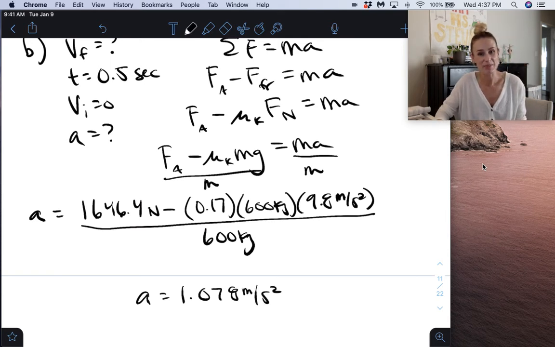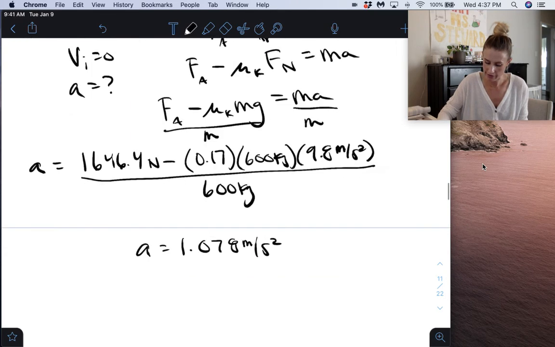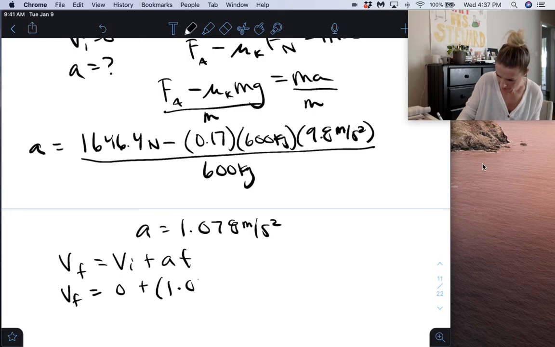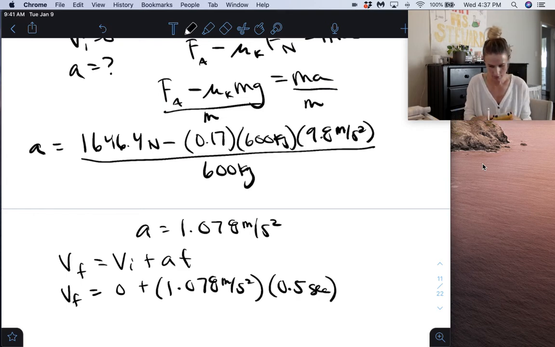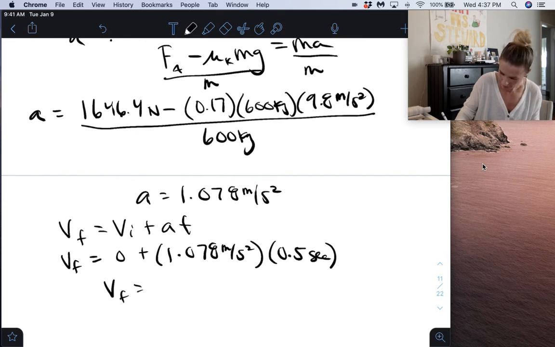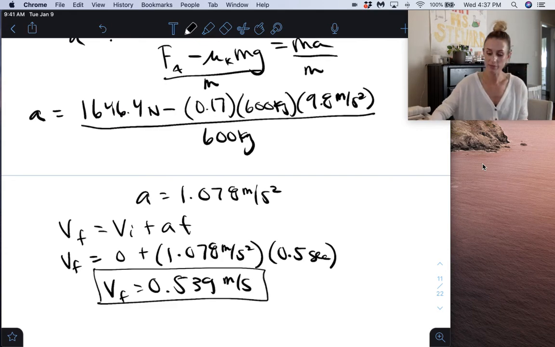And then we're not done yet because that's the acceleration, but we want to know the final velocity. So I know the first basic equation says final velocity equals initial velocity plus acceleration times time. So final velocity will be 0 plus 1.078 meters per second squared times time, which was 0.5 seconds. And that is equal to a final velocity of 0.539 meters per second. So that's part B.